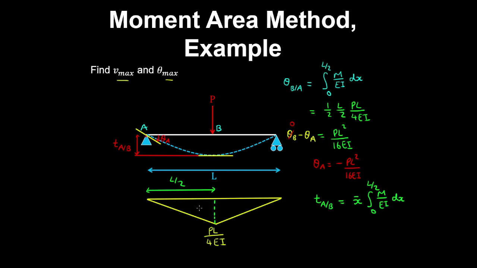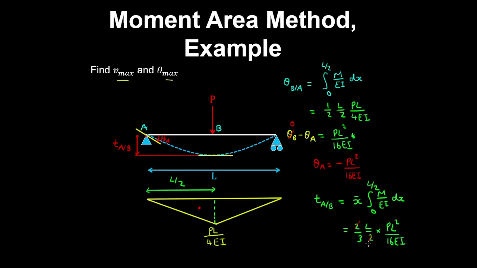Now the centroid of a triangular area is at 2/3 of the length of the triangle, so that will be equal to 2/3 by L on 2, being the length of the triangle. And we multiply this by the integral, which is the area in the triangle, and we evaluated this already. So that will be PL squared on 16 EI.